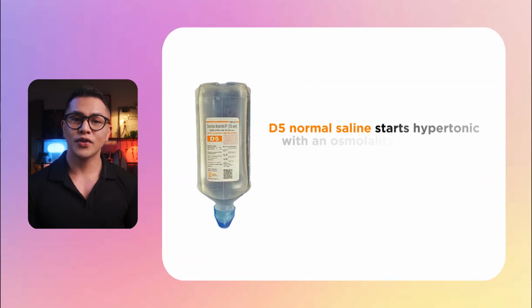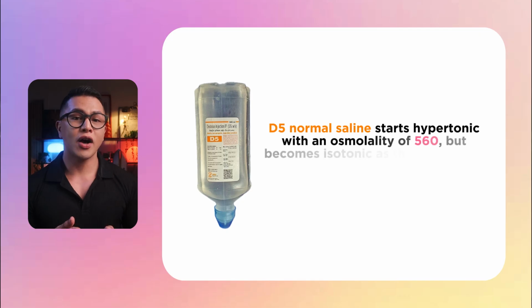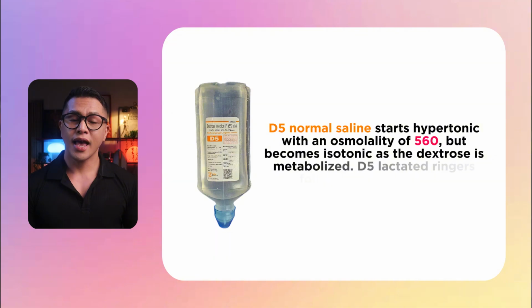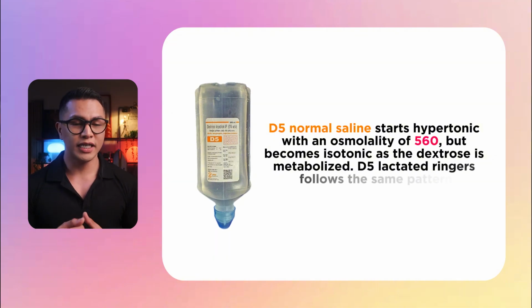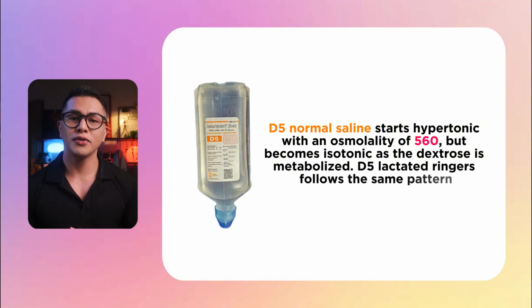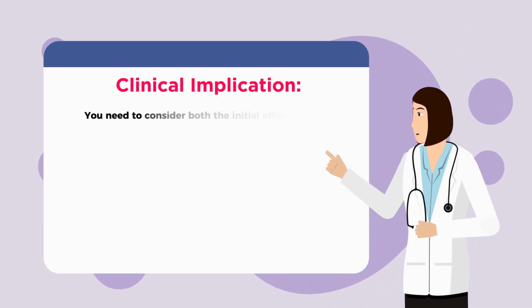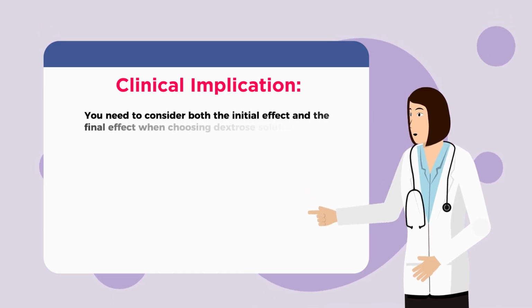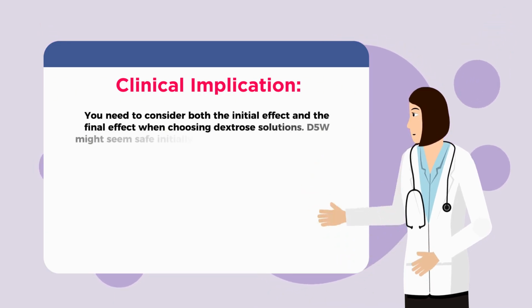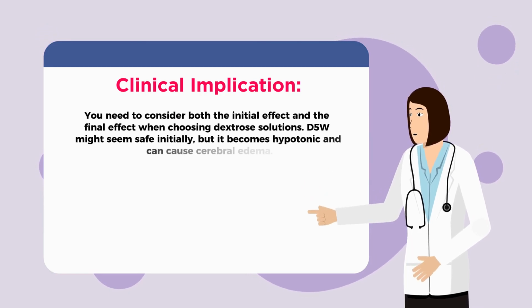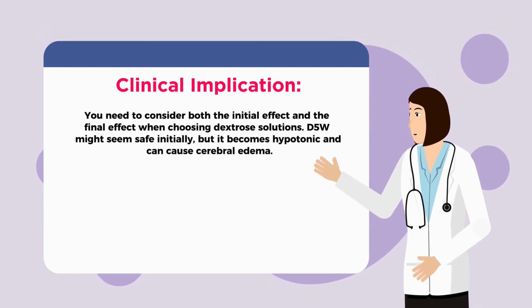This is why D5 water can cause the same cellular swelling as other hypotonic fluids. D5 normal saline starts hypertonic with an osmolality of 560, but becomes isotonic as the dextrose is metabolized. D5 lactated ringers follows the same pattern. Here's some clinical implication. You need to consider both the initial effect and the final effect when choosing dextrose solutions. D5 water might seem safe initially, but it becomes hypotonic and can cause cerebral edema.